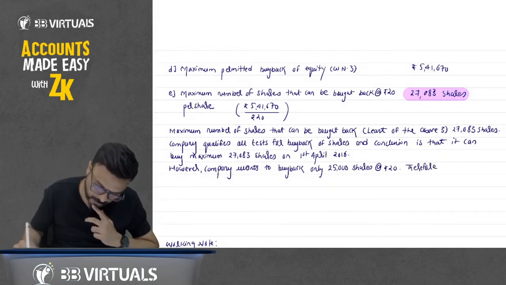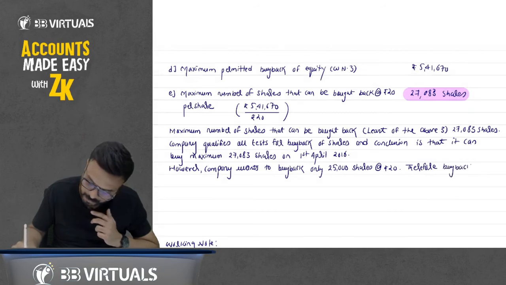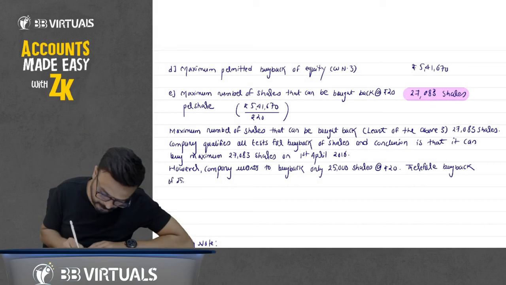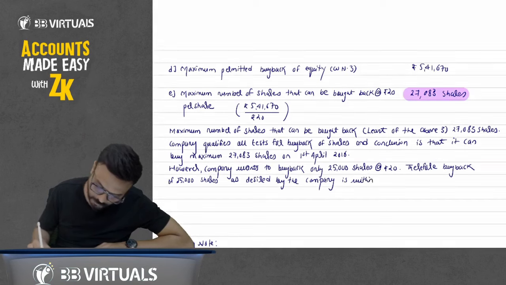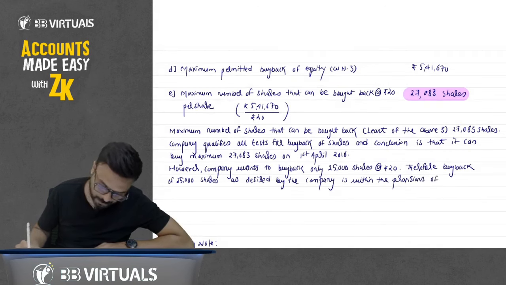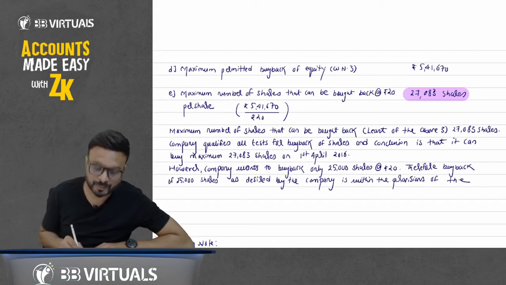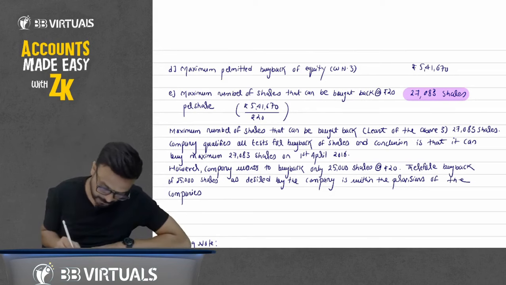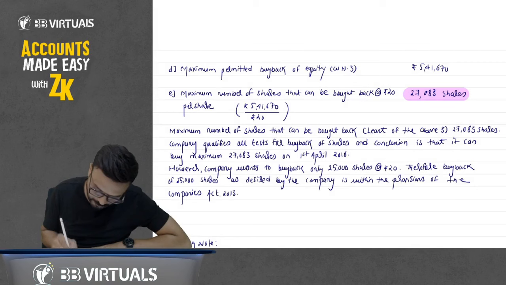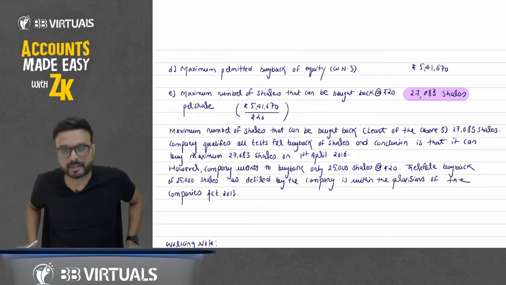Therefore, the buyback of 25,000 shares as desired by the company is within the provision of the Companies Act 2013. Now, they are not issuing any share in the market. It is out of profit.